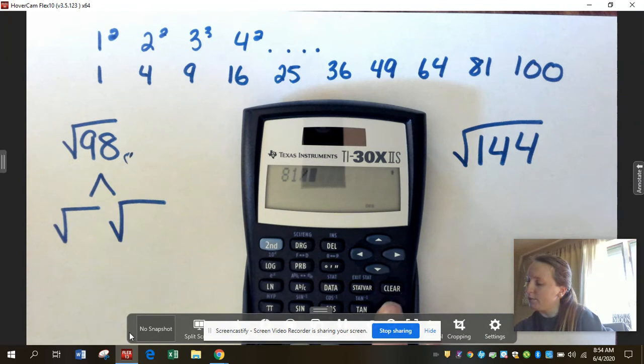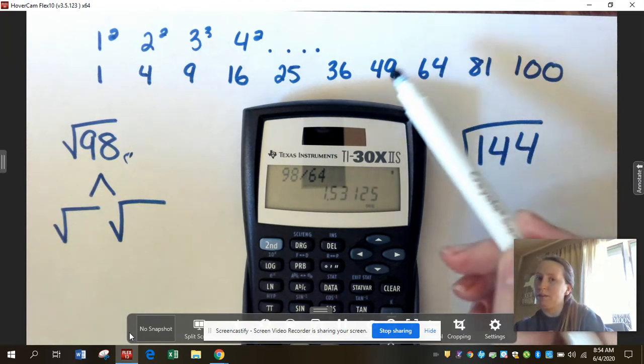So 81 divided, 98 divided by 81. Nope, decimal. Let's do the next one. 98 divided by 64. Nope, decimal. Let's go to the next one.